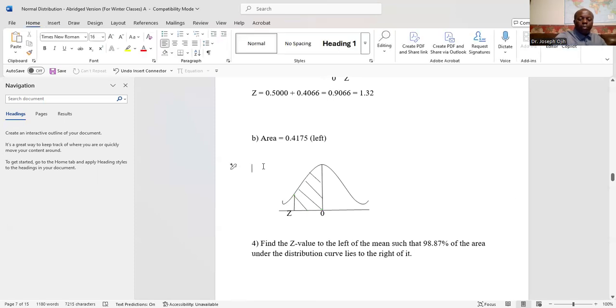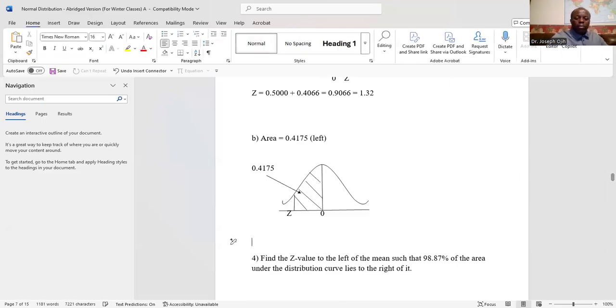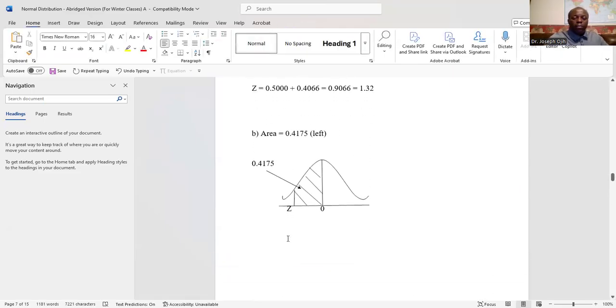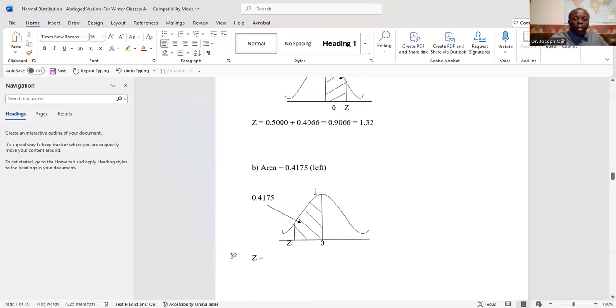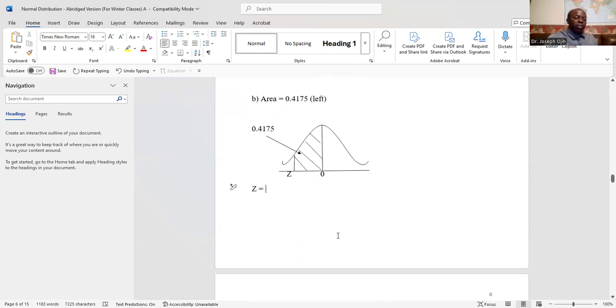So the area given was 0.4175, and that is the area that was given in this place. In that case, we're going to be using this formula here. So now Z equals, look at this first formula on the left side: norm.s.inverse, just type the area. Let me write this area down so we can get the Z value there.